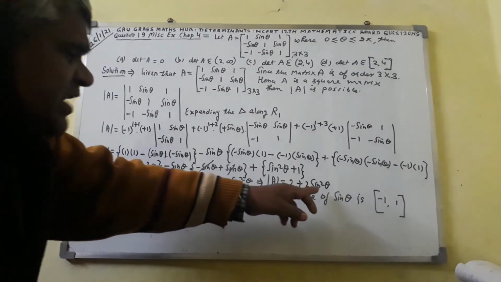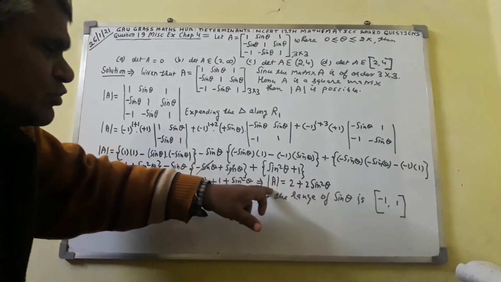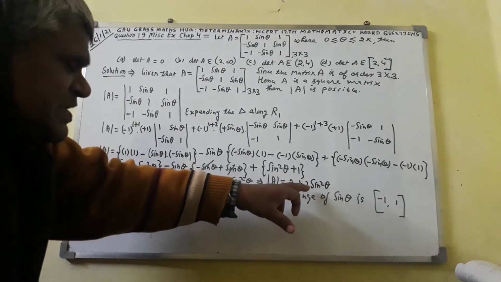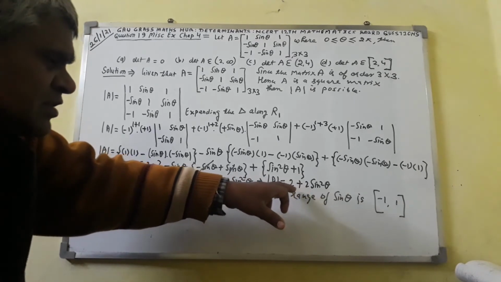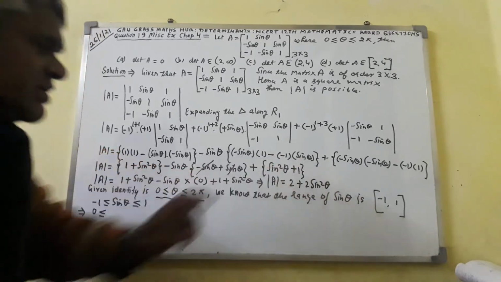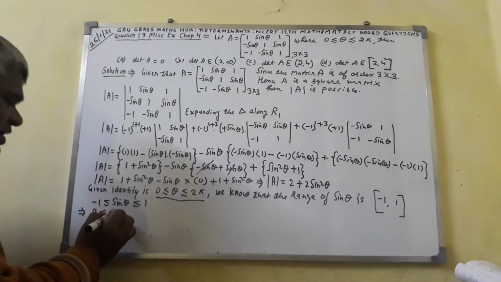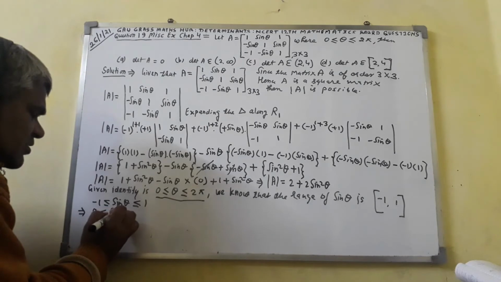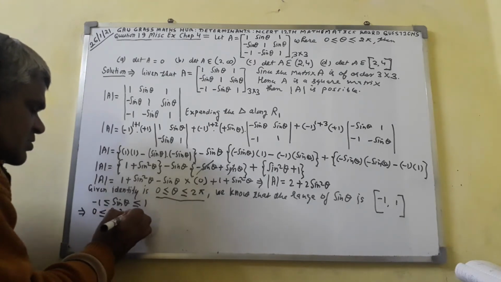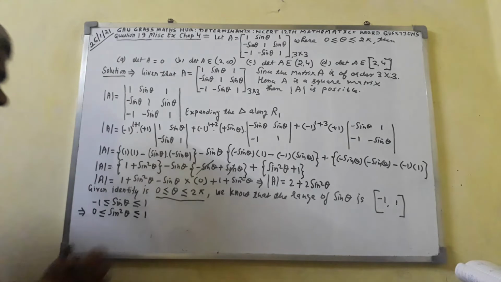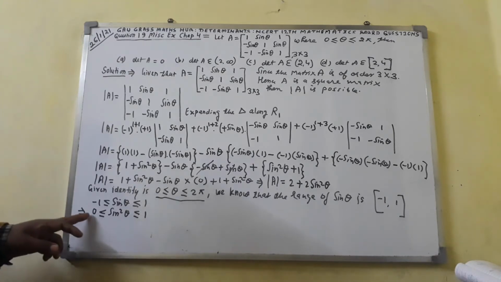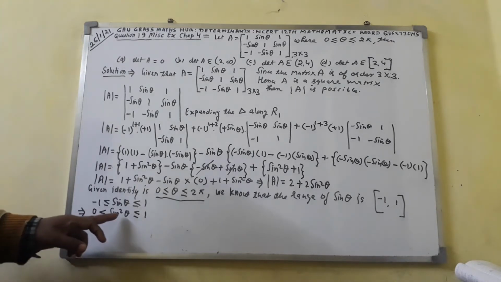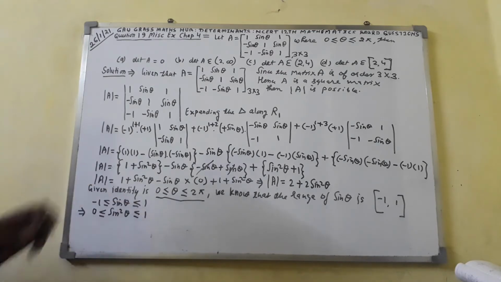And here you can see sine square theta is there. So you have to consider the determinant of matrix A, the value we have got. So here sine square theta is there, and I can write very well sine square theta less than equal to 1. This thing we have got. So you have got a new identity here: 0 less than equal to sine square theta less than equal to 1.